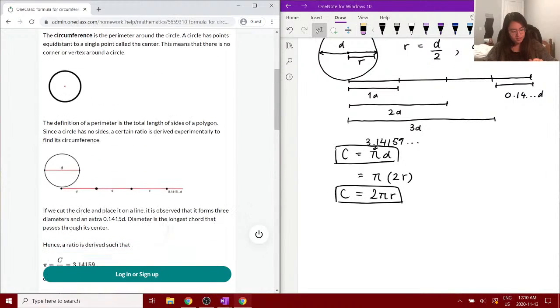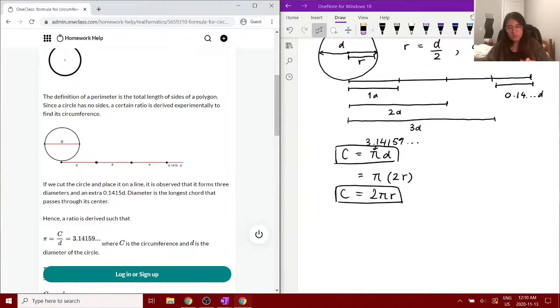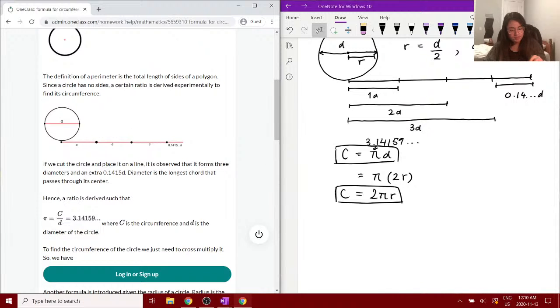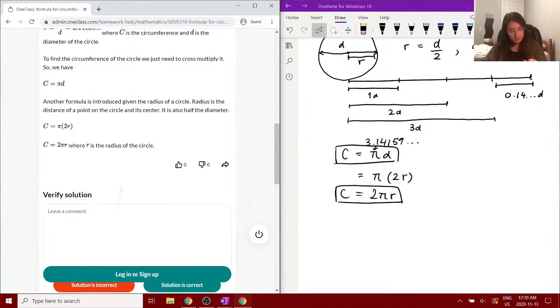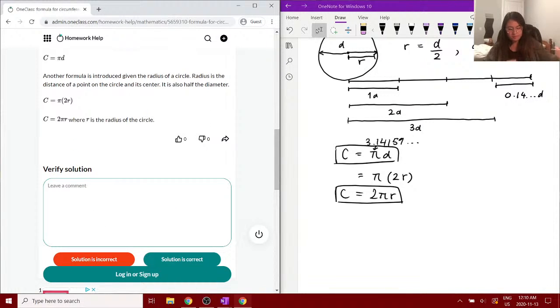Looking into the solution, we have this drawing of stretching out the perimeter, or the circumference of a circle so that we can measure it, and we get the same solution. Alright, solution. And we can move on to the next question.